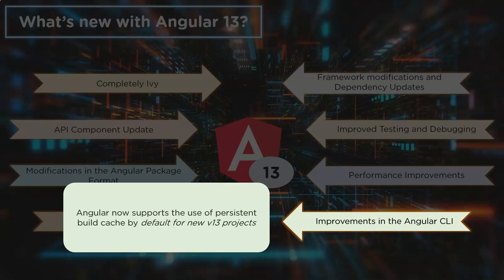Now, let's look at the final update, that is, improvements in the Angular command line interface. Angular now supports the use of persistent build cache by default for new version 13 projects. The valuable feedback from the RFC on persistent build cache by default led to this tooling update that results in up to 68% improvement in build speed and more ergonomic options.